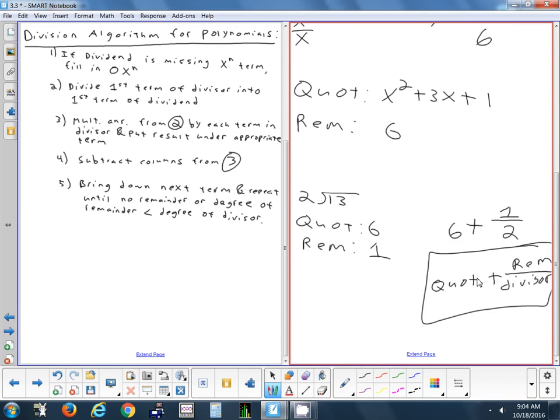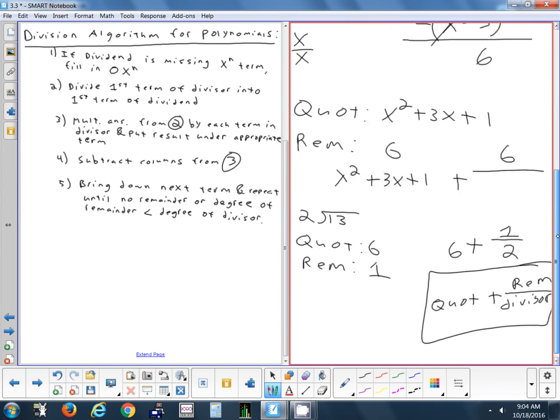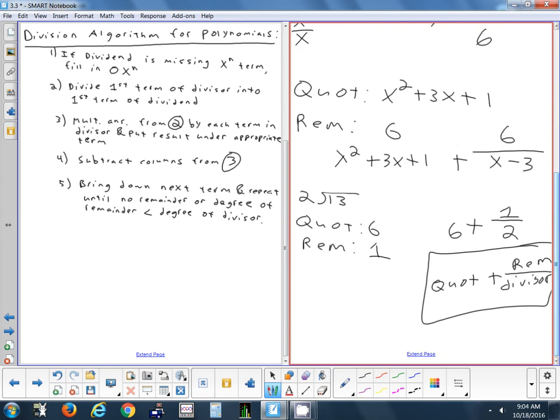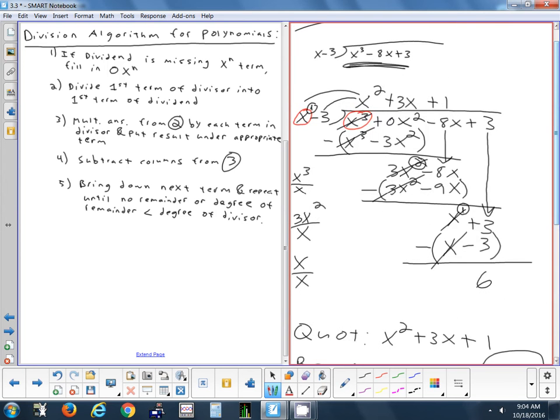You could do exactly the same thing with our polynomial. Take your quotient, which is what you got when you divided, x squared plus 3x plus 1, plus your remainder. Remainder was 6 over my divisor. What did I divide by? X minus 3. And the reason I like this way a little better is because I can check that answer. I could type this in on a graphing calculator. I could type in the original problem on the graphing calculator and see if they come out the same.